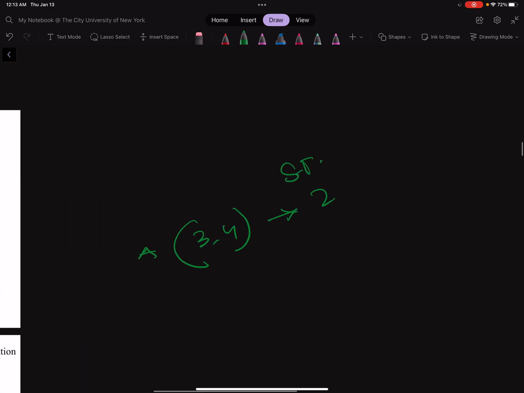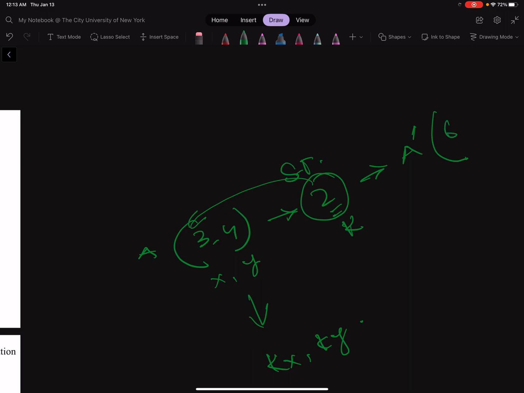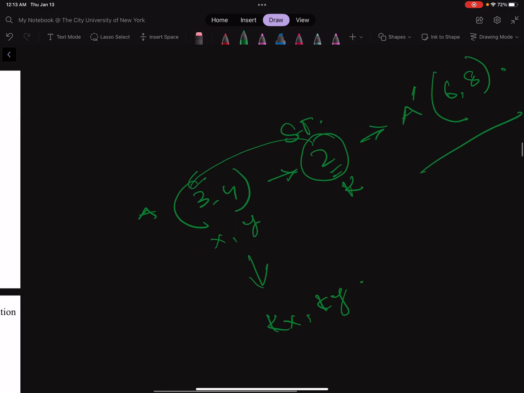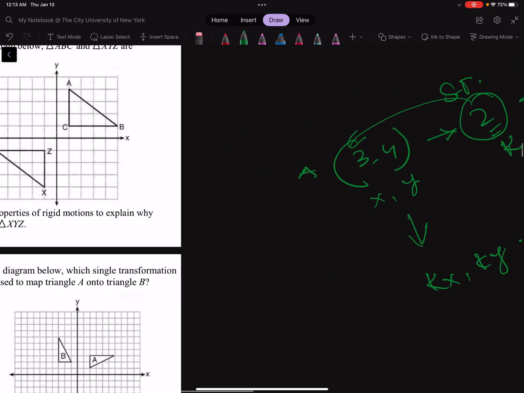So what will happen? That's multiplying. If it is X, if it is Y, then after the dilation, they become Kx and Ky. And your K is this 2. This is K. So what will happen after the dilation? A prime will be multiplied by 2: 6 and 8. Okay, so these are just for refreshing your memory. So please watch that and know them.